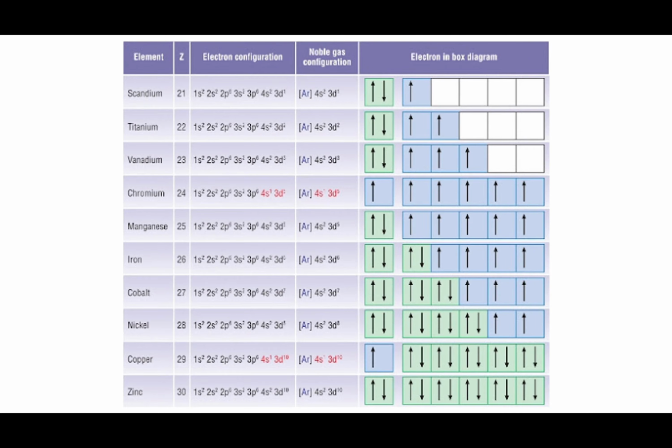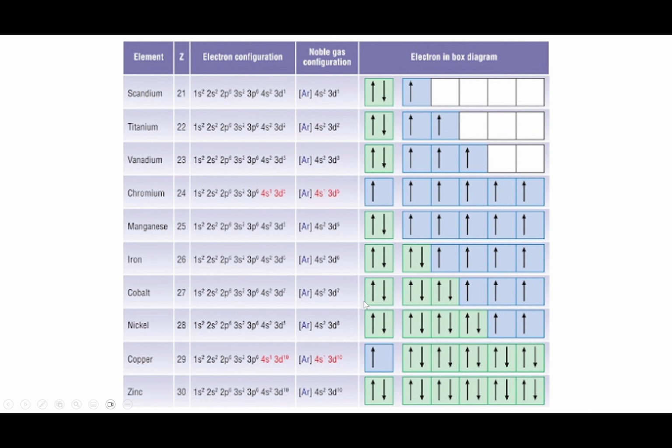Alright, so we can note the differences here. We note that for the majority of this period, or this group of elements, we have a filled 4s orbital. But notice that chromium and copper don't have filled 4s orbitals. We'll get to why that is.